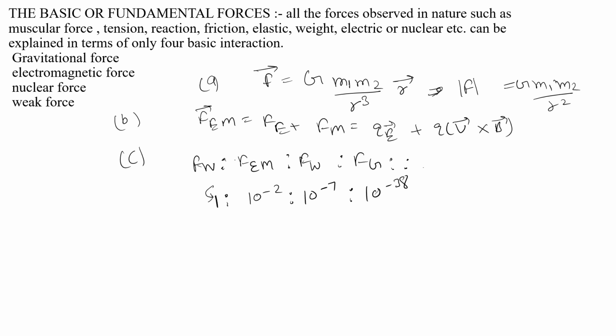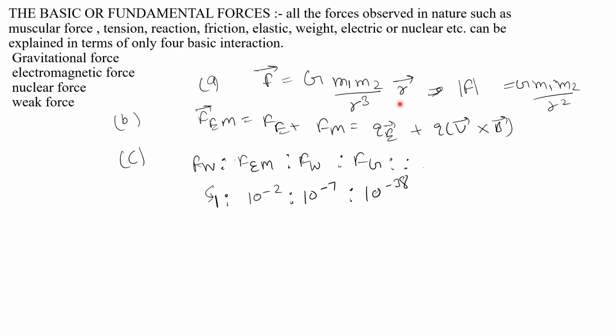Now we discuss some basics of fundamental forces. All the observed forces in nature, such as muscular force, tension, reaction, friction, elastic, weight, electric, magnetic or nuclear, can be explained in terms of only the following four basic interactions. These are gravitational force, electromagnetic force, nuclear force, and weak force. So, what is gravitational force? This is the force of interaction which exists between two particles due to their masses. The force is given by the well-known Newton's law of gravitation.